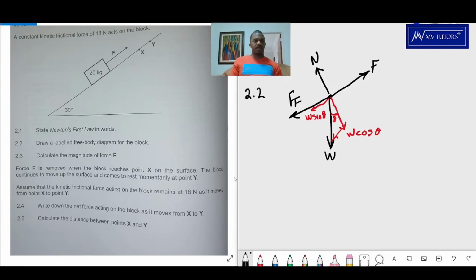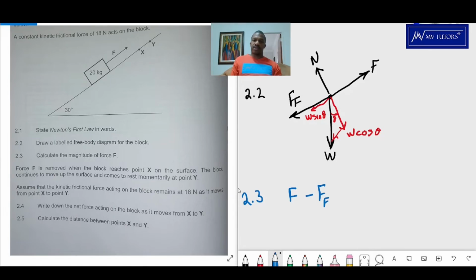Calculate the magnitude of the force F. Okay, so now if we look at the force F, this is now 2.3. We're going to make it positive going to the right. So we've got a positive F and then a negative frictional force that's going the opposite direction.